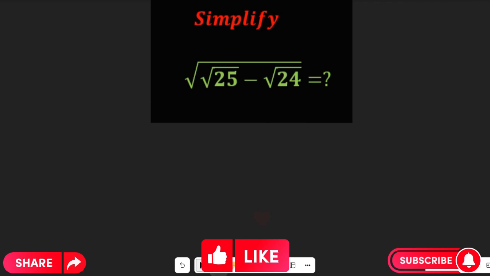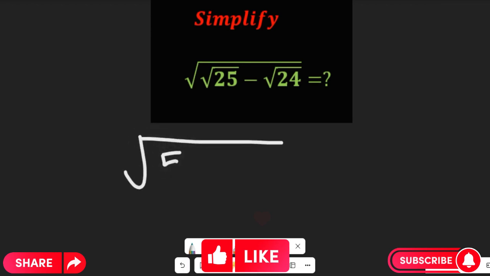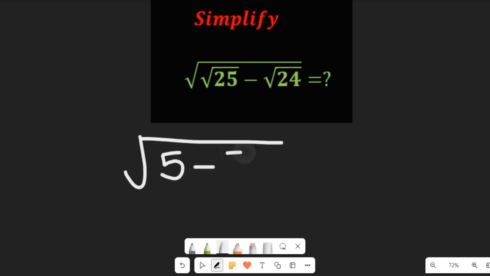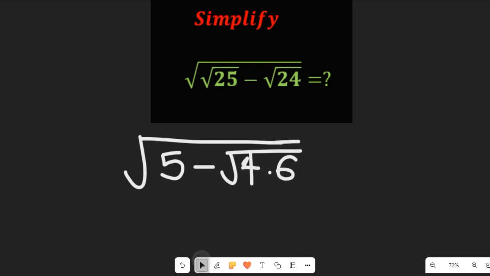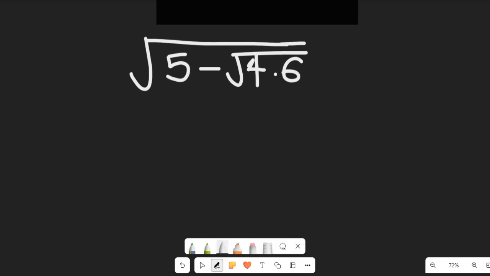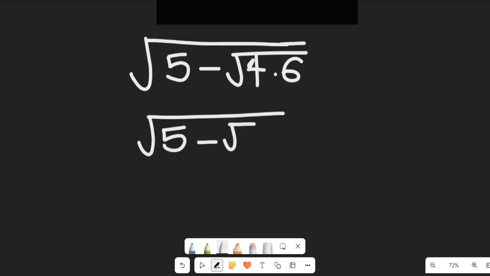Now let's get started. To solve this, we are simply going to simplify the perfect square. And when we take the square root of the perfect square, it's simply going to give us 5, right? Minus, then the 24 can be simplified to 4 multiplied by 6, right? We are solving this without the use of calculator. So this is going to give us the square root of 5 minus this square root, which can be separated to give us square root of 4 multiplied by the square root of 6.